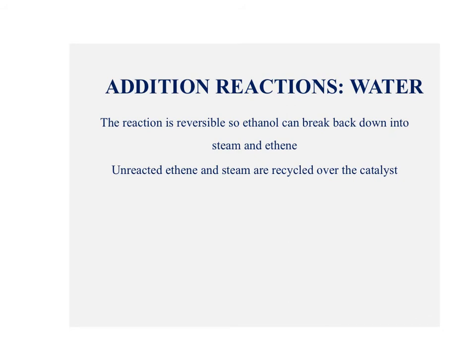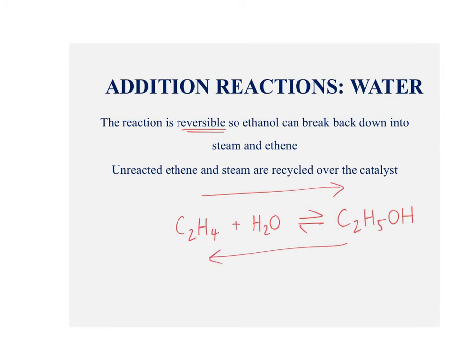Now, this addition reaction, this hydration reaction, is reversible. So what we can actually get is ethene, C2H4, reacting with water. And we're going to use the reversible reaction arrows to show the production of ethanol. Now, what we can have happening is the forward reaction, producing ethanol, but also the reaction going in the reverse direction. And that's going to produce steam, which remember is just water vapour or H2O in the gaseous state.